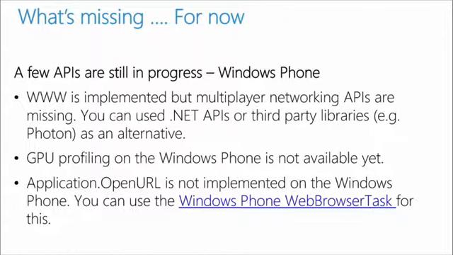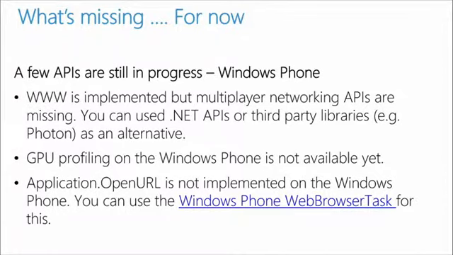Right now, GPU profiling on the Windows Phone is not available. So if you want to test and see how much you're using GPU-wise, that's not available yet. Of course, work in progress. Application.OpenURL is not implemented on the Windows Phone, but we've included a link here that you can check out, that'll talk to you a little bit about how to use the Windows Phone web browser task to implement this.